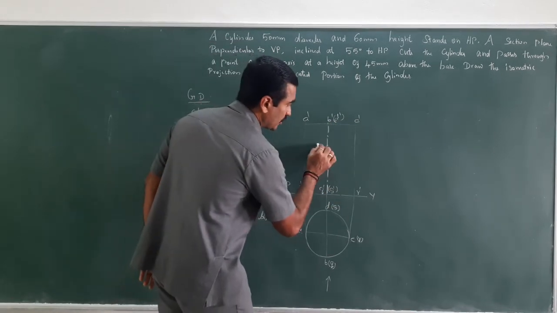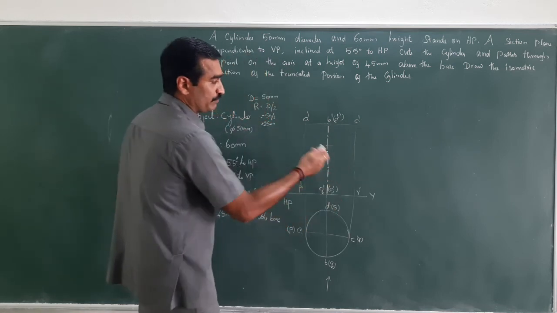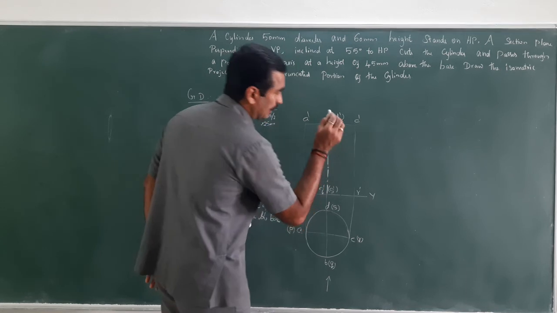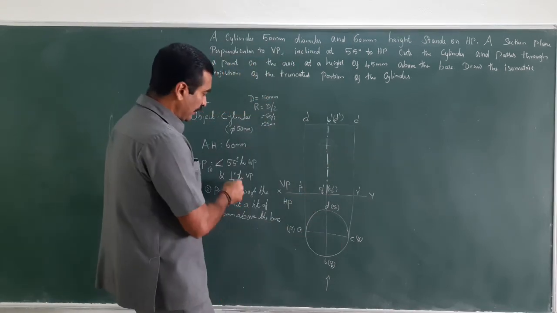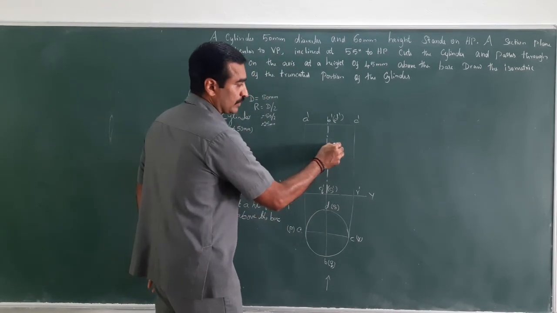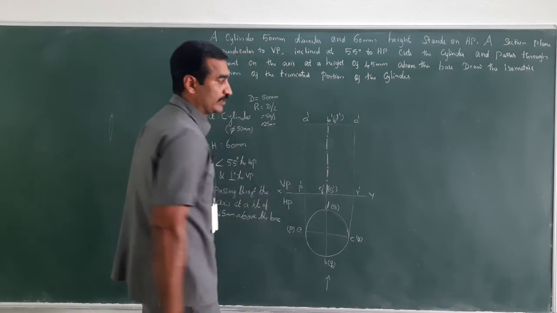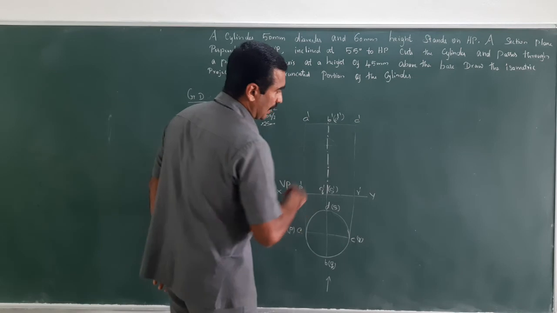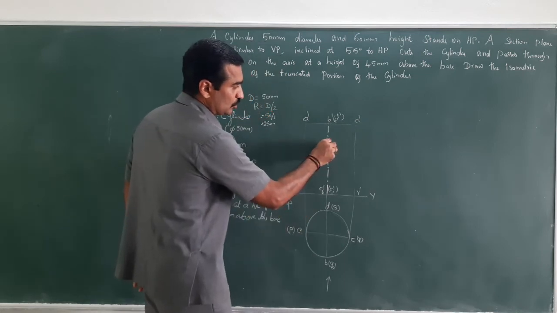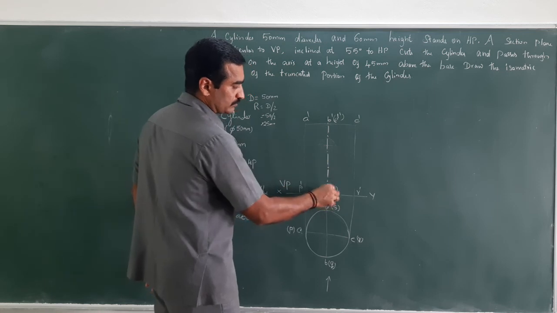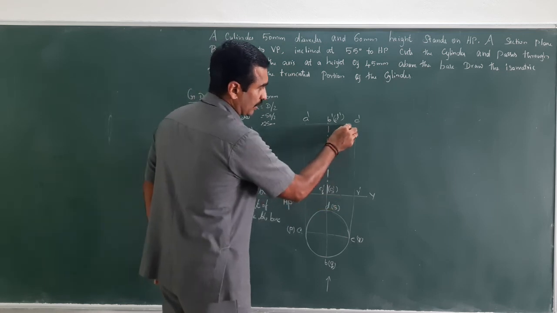Now draw a horizontal line which is parallel to the XY. Now keep your protractor in this manner. Take 55 degrees from here. So 10, 20, 30, 40, 50, 55, somewhere here. Now draw a line passing through the axis, this chosen point, that is 45 mm from the base. So draw a line.